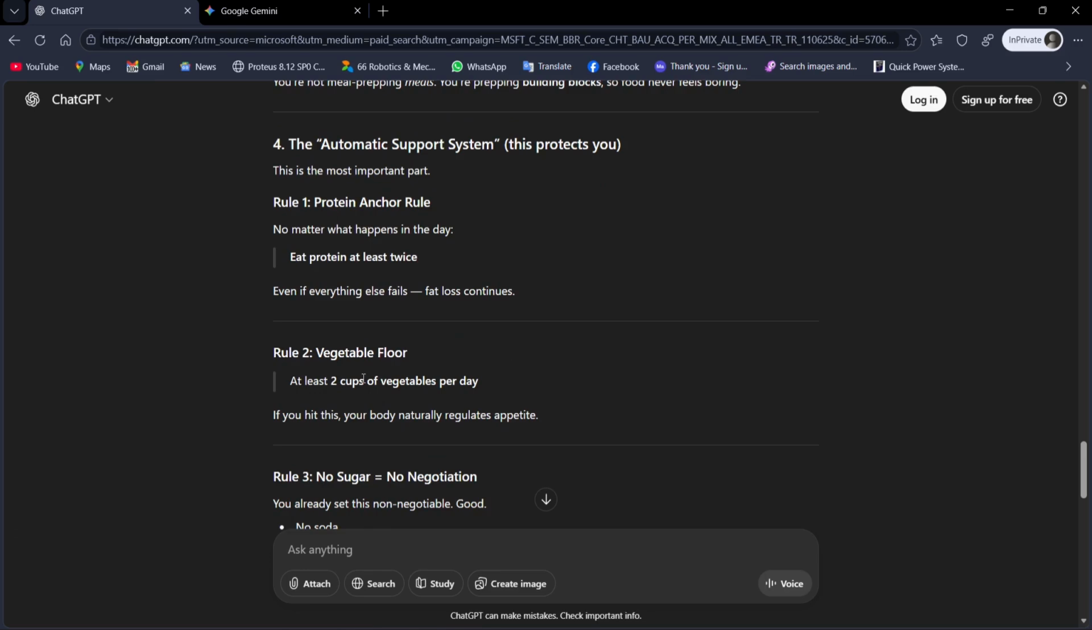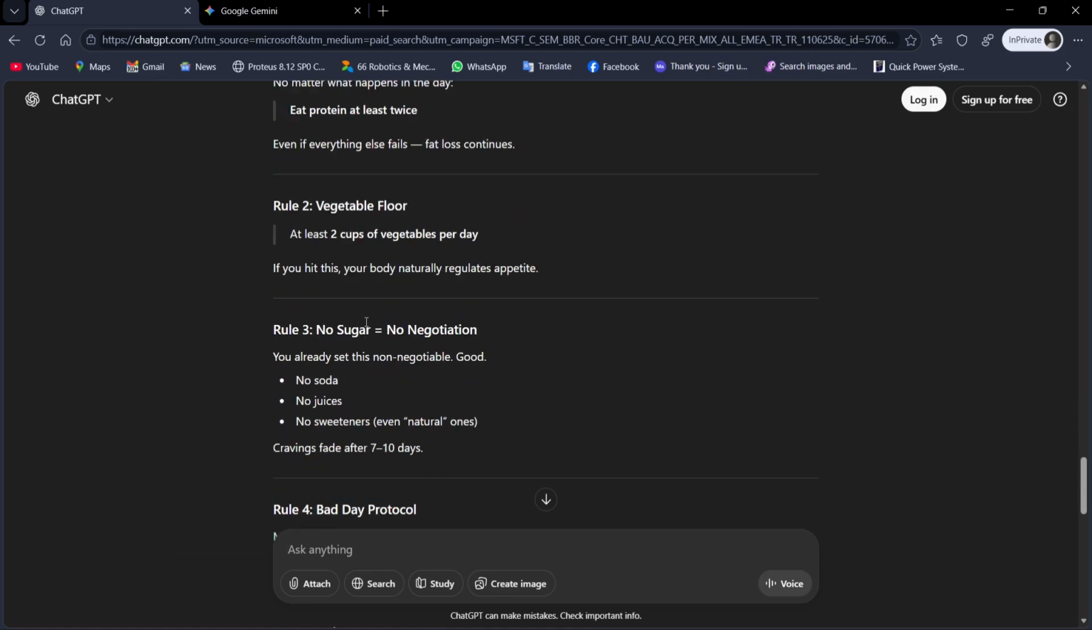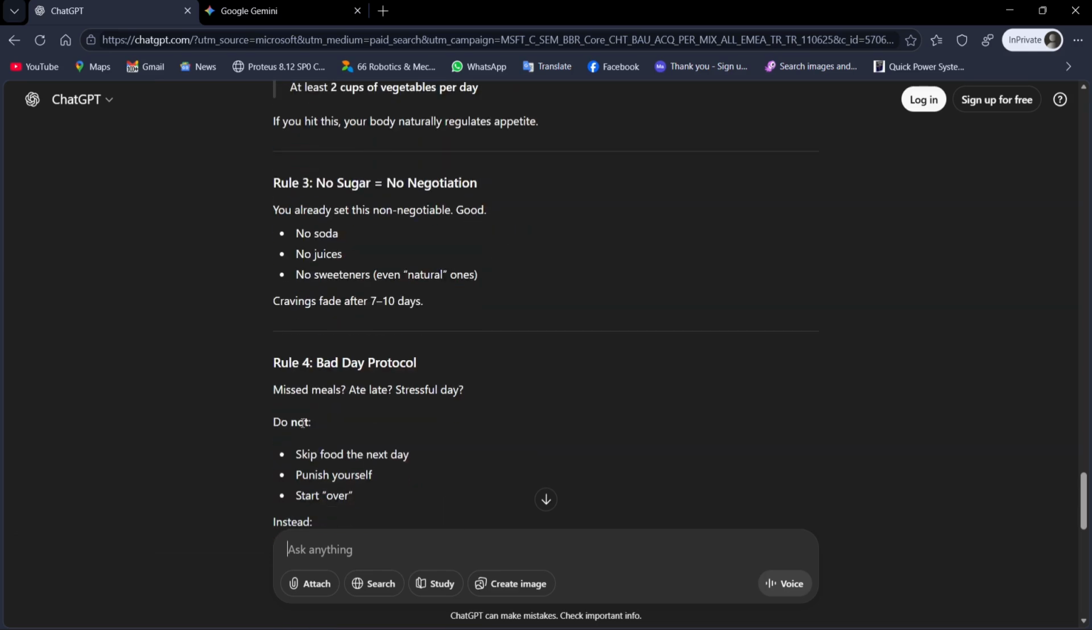Vegetable floor, at least 2 cups of vegetables per day. If you eat this, your body naturally regulates appetite. Rule number three: no sugar, no negotiation. You already said this is non-negotiable. Good. No sodas, no juice, no sweeteners, even natural ones. So, for example, no honey, no syrups, all of those things, no. And then the result is the craving for those things fades after like 7 to 10 days. That's an amazing prediction.